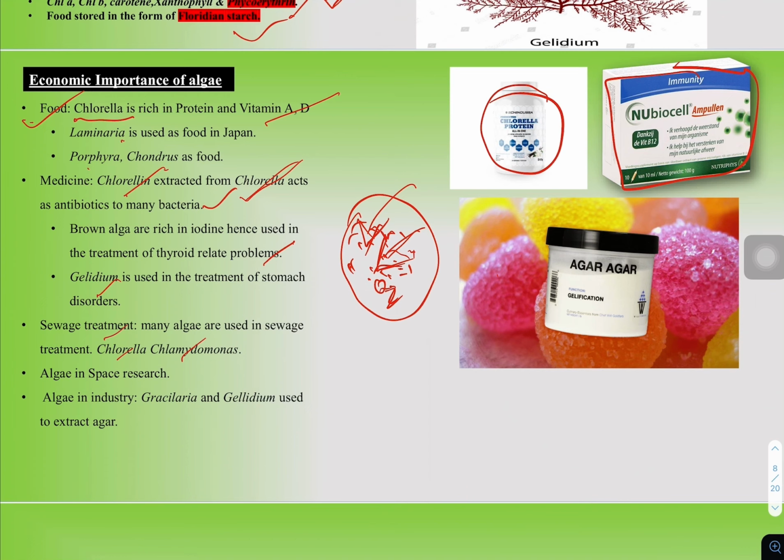Next is algae in space research. When they go into space, within the spacecraft they carry algae. Why? Because they undergo photosynthesis and release oxygen, so the environment where they live will be rich in oxygen. Hence they are used in space research for the release of oxygen. Next, in industries, agar-agar is prepared from Gracilaria and Gelidium, which are red algae.